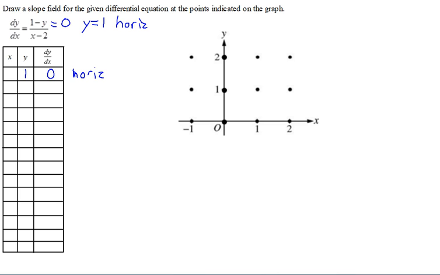we'll have horizontal tangent lines. And then if there is a denominator, which in this case there is, then you could also have vertical tangent lines. So if you set the denominator equal to 0, add the 2 over, you get x equals 2. So at x equals 2, we'll have vertical tangent lines, because that's going to make the denominator 0, making the derivative undefined.